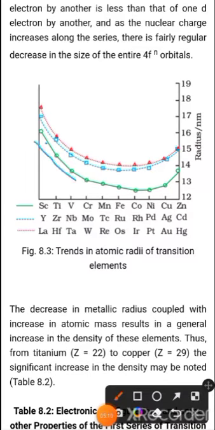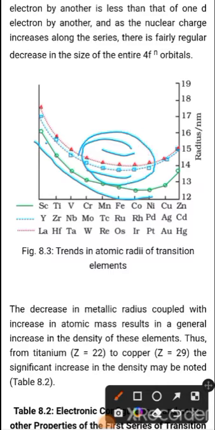So this is basically the first 3d series. This is 4d and 5d. You can see the size difference between 4d and 5d is not that large. It is almost the same. But if we compare the size difference of the first and the second series, it has quite a large difference.